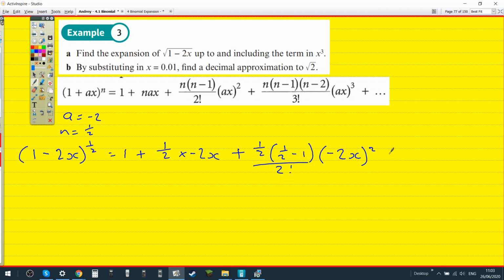Plus half times half minus 1 times a half minus 2, over 3 factorial. And then just put that into the calculator, and then plus dot dot dot. And don't forget the ax cubed at the end here, times minus 2x cubed. That's it. So put those into the calculator without the x's.